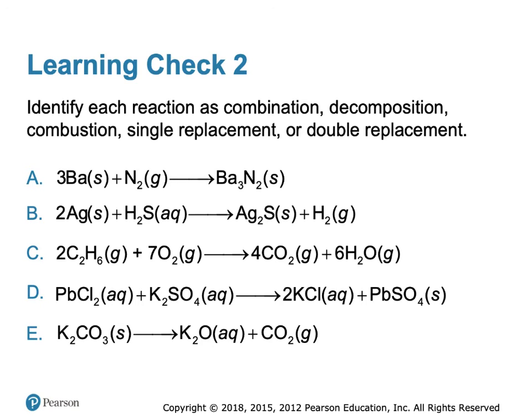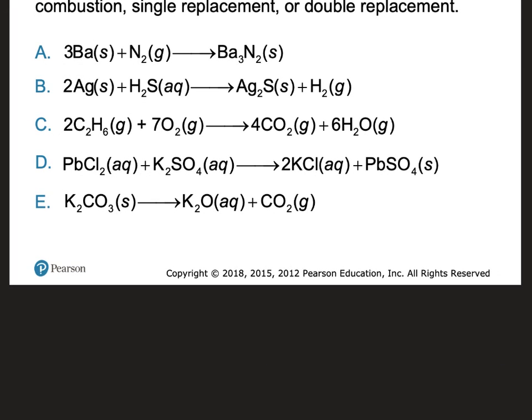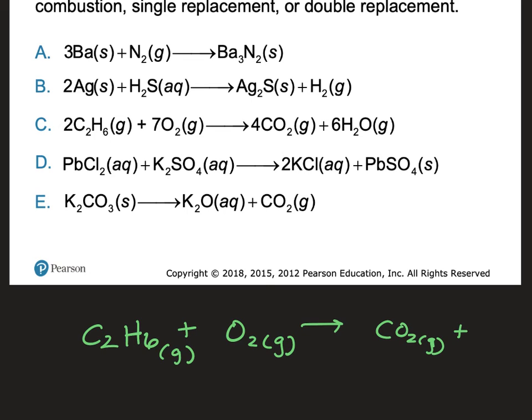Before I just advance the slide to show you the answers, what I would like to do is look at problem C and go through how to balance a combustion reaction. So I'm going to write the unbalanced equation where we have C2H6, which is a gas, plus oxygen, which is a gas, giving carbon dioxide, which is a gas, and water. Now the heat is not written down, but that's okay.